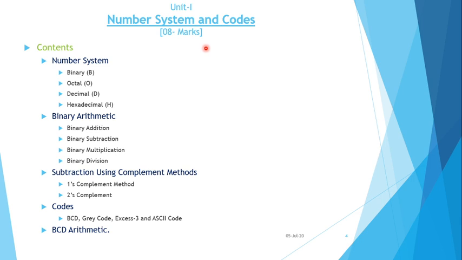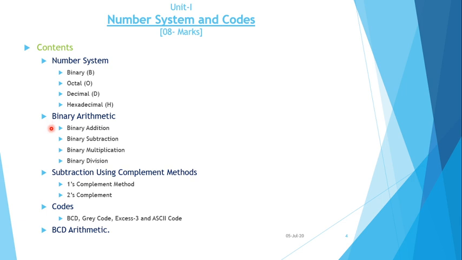This chapter is of 8 marks, and here are the contents of this chapter. This chapter is really interesting. The contents we are going to see are number systems. We need to study 4 number systems as far as digital systems are concerned. Then binary arithmetic, right?